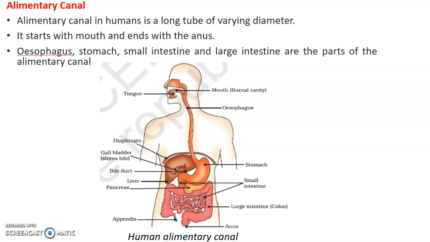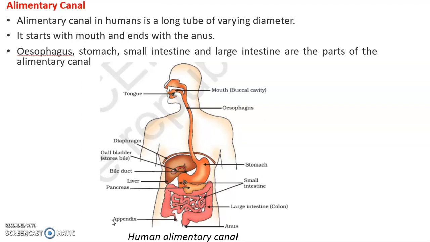The rectum opens to the outside at the anus. There are some digestive glands present: salivary glands, gastric glands, liver, gallbladder and pancreas are a few digestive glands which help in the digestion of food.